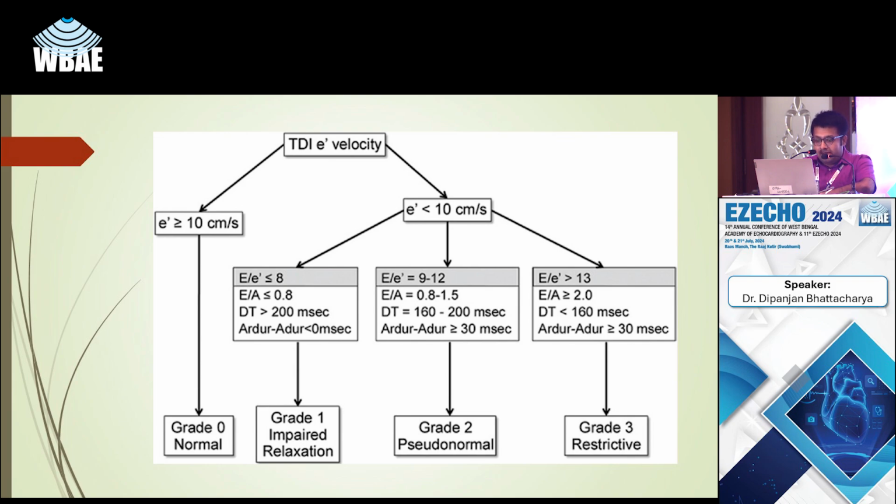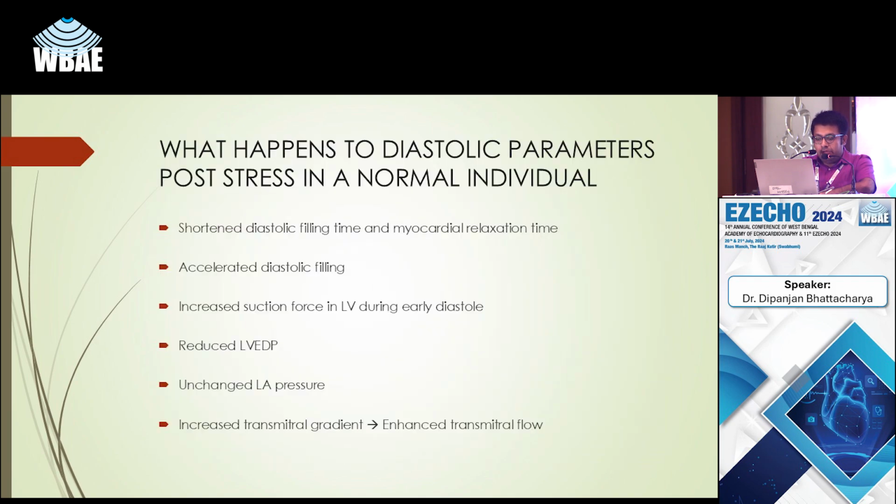So this is another algorithm showing the same. E by A less than 0.8 with E of less than 50 with grade 1 diastolic dysfunction indicates the LA pressure is normal. Again, when the E by A is more than 2, we know that it's a grade 3 diastolic dysfunction and the LA pressure is elevated. But when the E by A is less than 0.8, E more than 50, or E by A is between 0.8 to 2, then we are again at a fix. We are not sure what actually is there.